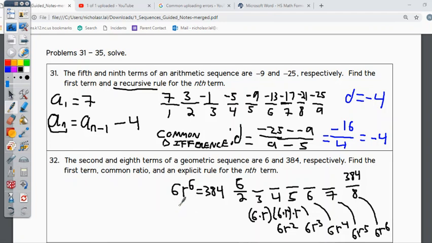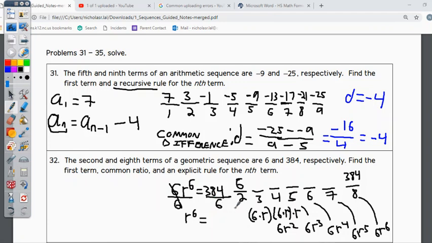How would we solve for r? If we had r as a variable, how could we get r by itself? What would our first step be? Would we add 2, divide by 6? Divide by 6, right? We divide each side by 6. So you have r to the 6th power is equal to 384 divided by 6.